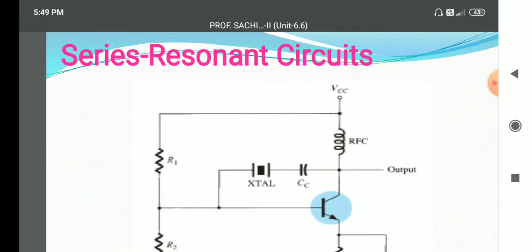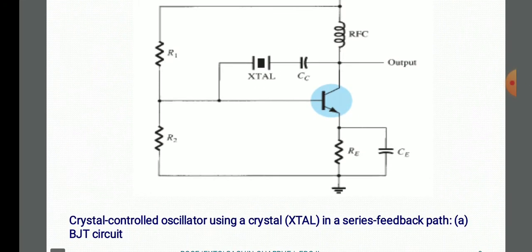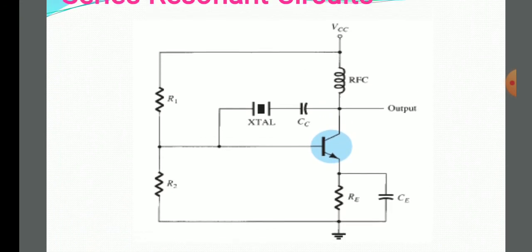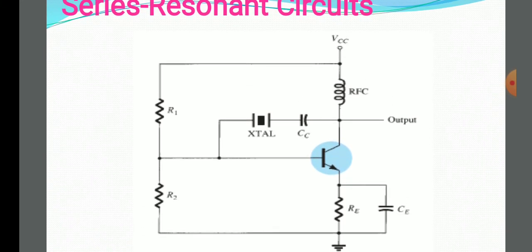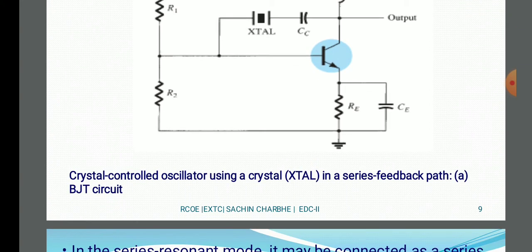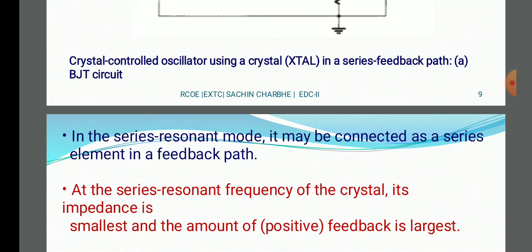Now the series resonance circuit. Here we use the crystal control oscillator in the series feedback path, connected through the coupling capacitor CC. This uses a BJT, with R1 and R2 as the biasing resistors, and we use a choke at the collector side. Then RE is the emitter resistance and C is the bypass capacitor. In the series resonant mode, the crystal may be connected as a series element in the feedback path.